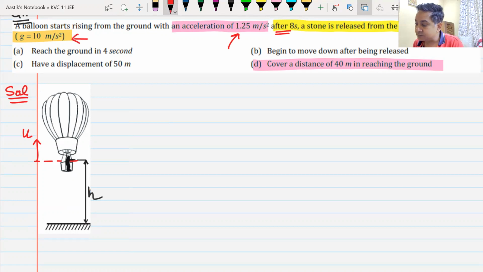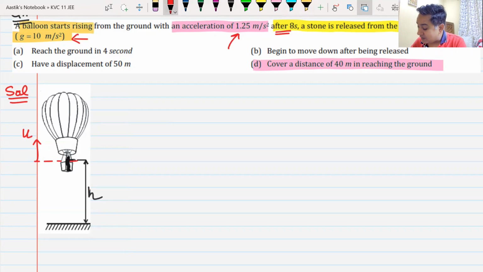That means it starts from rest. So the initial velocity of the balloon is given. Do we understand this? Sir, answer is A. Okay, I have a different answer. Answer is A. Good. That means we are trying. Let us find the answer together.